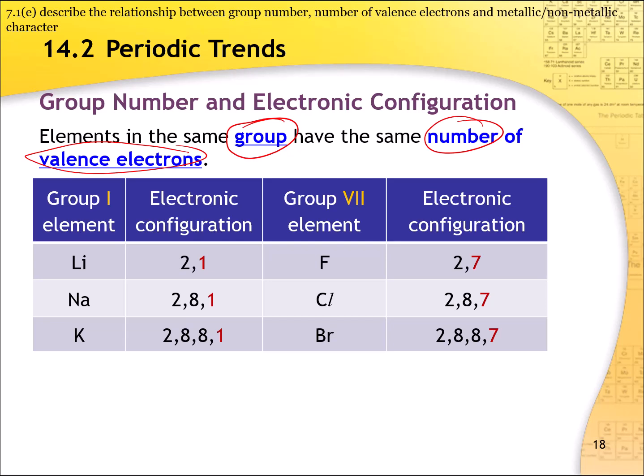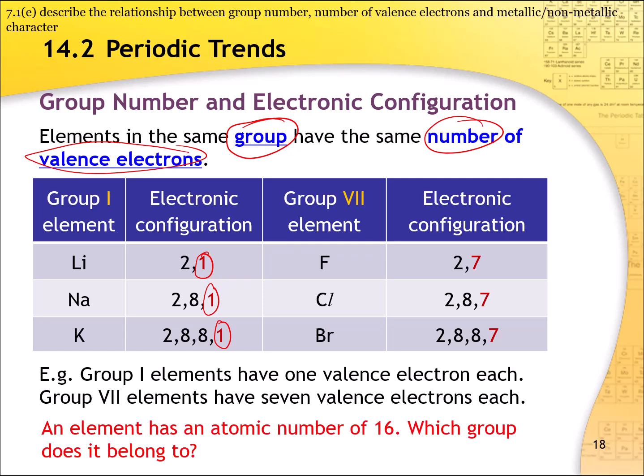Okay, the number of valence electrons is the last number. We call this the number of valence electrons. So all the group 1 elements have 1 valence electron, and all the group 7 elements have 7 valence electrons. For the element with atomic number 16, the electronic structure is 2,8,6. So we know that 6 valence electrons means it must be from group 6.